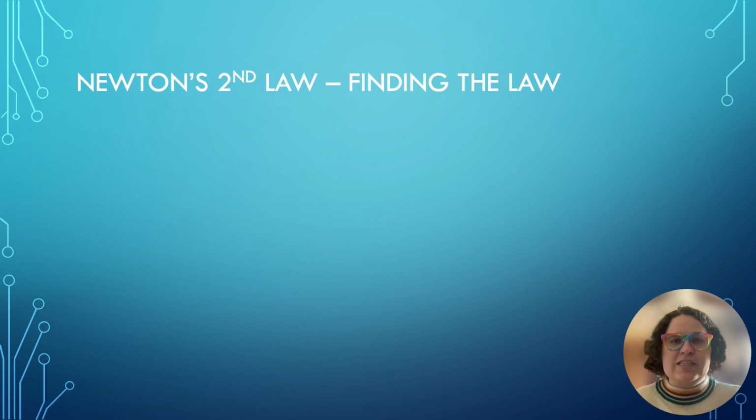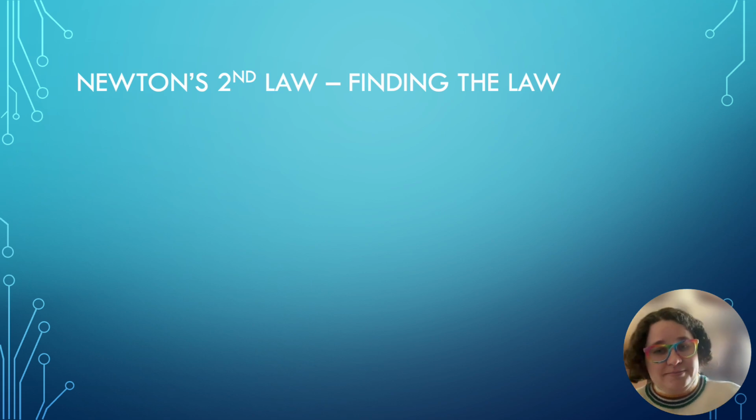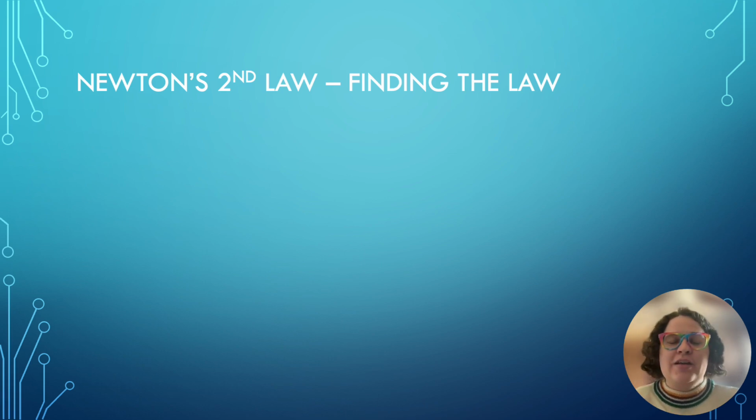Newton's first law explains what happens to an object that has no net force acting on it. The object either remains at rest or continues moving in a straight line with constant speed. Remember, inertia. Newton's second law answers the question of what happens to an object that does have a net force acting on it. So imagine pushing a block of ice across a frictionless horizontal surface.